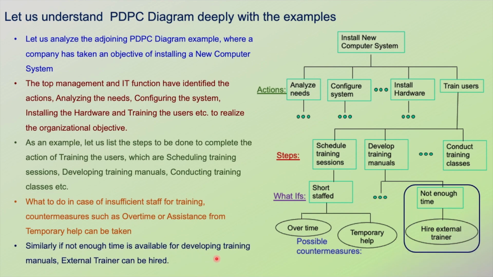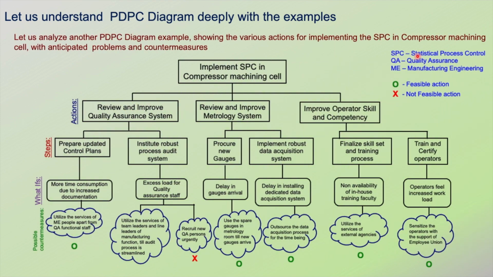Similarly, if not enough time is available for developing training manuals, what can we do? We can come out with a countermeasure of external trainer hiring. So we can hire an external trainer and then we can overcome the problem of not enough time. This is the PDPC diagram for achieving the objective of installing a new computer system. Let us understand PDPC diagram deeply with some more examples.